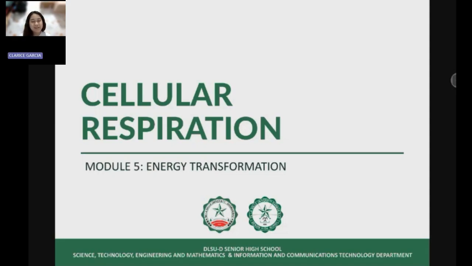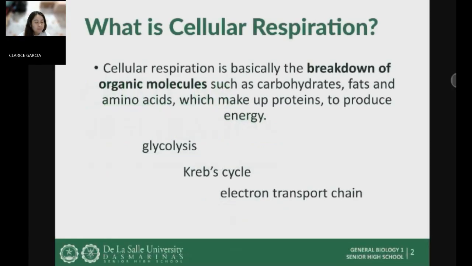Good day, class. Today, we are going to study a very important biological process called cellular respiration. What is cellular respiration? Cellular respiration is the process by which cells break down glucose in the presence of oxygen to produce ATP, the energy currency of life. Without this process, cells wouldn't have the energy to perform essential functions like movement, growth, and repair.